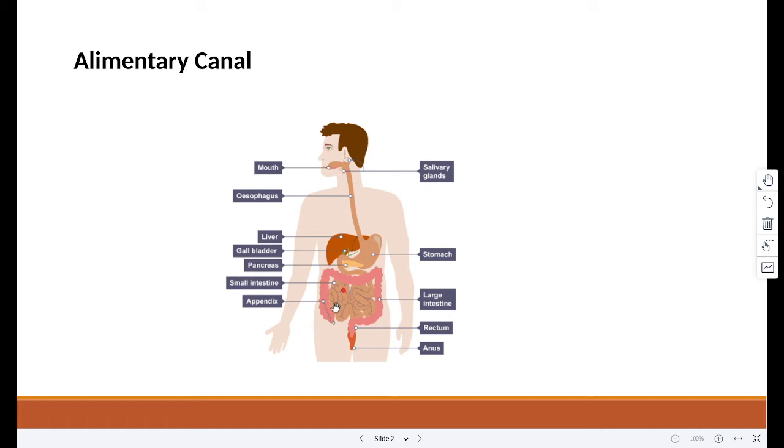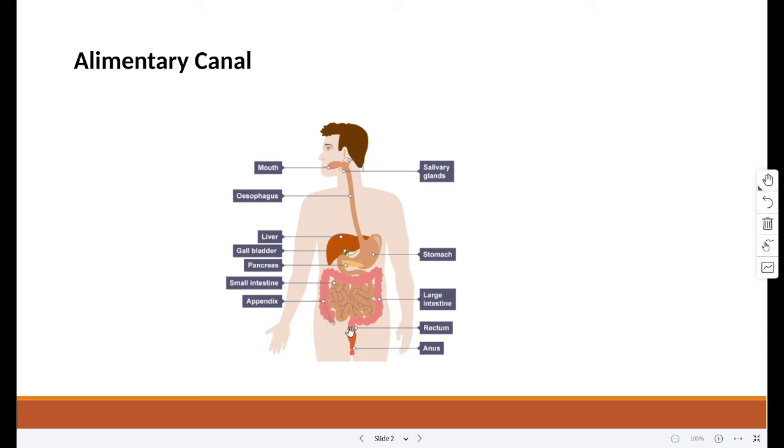Then we have the large intestine. So, the water is absorbed from the remaining material in the colon to produce feces. Afterwards, we have the anus, and this is where all the feces pass through.